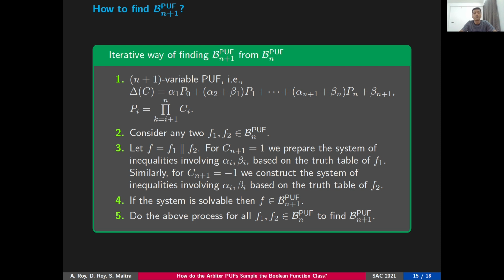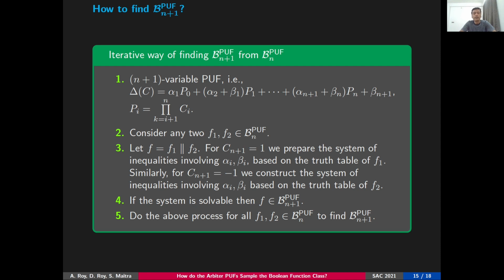Let us consider an n+1 length PUF, and the expression of the delay difference is given in this expression, and we are considering two Boolean functions f1 and f2 from the set Bn PUF. Now we are considering the n+1 variable, Cn+1. If Cn+1 is equal to 1, we are considering the truth table of f1 as the truth table of f, and corresponding to Cn+1 equal to minus 1, we are considering f to be the truth table of f2.